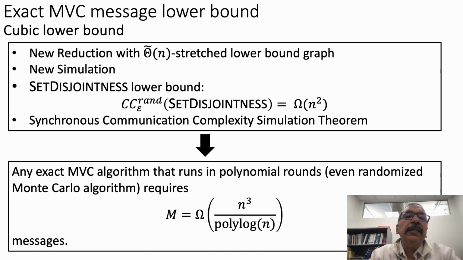We can now combine the various ideas just discussed to obtain our final result, specifically combining the new reduction involving the stretched lower bound graph, the new simulation just mentioned, the set disjointness communication complexity lower bound, and the synchronous communication complexity simulation theorem. Together, we get the promised cubic in n lower bound for exact minimum vertex cover. And this completes the sketch of our proof.